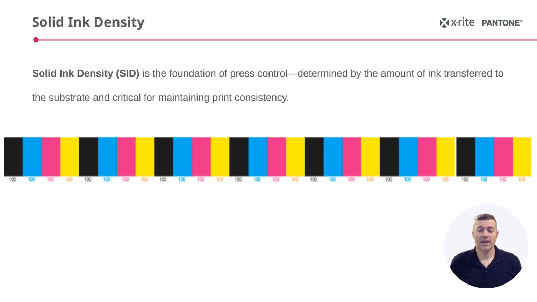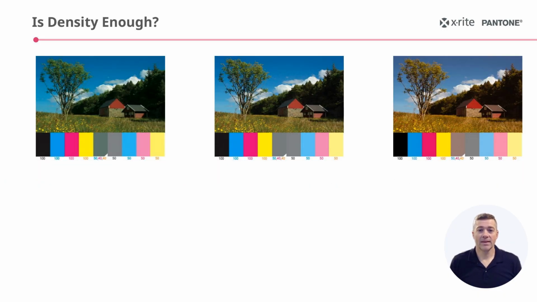Effective press control begins with a fundamental element, solid ink density. Driven by ink film thickness and affected by various press factors, it must be closely monitored to ensure consistency and quality throughout the print run. Let's take a look at these three images. Even though the solid ink densities are the same, the visual appearance doesn't match.